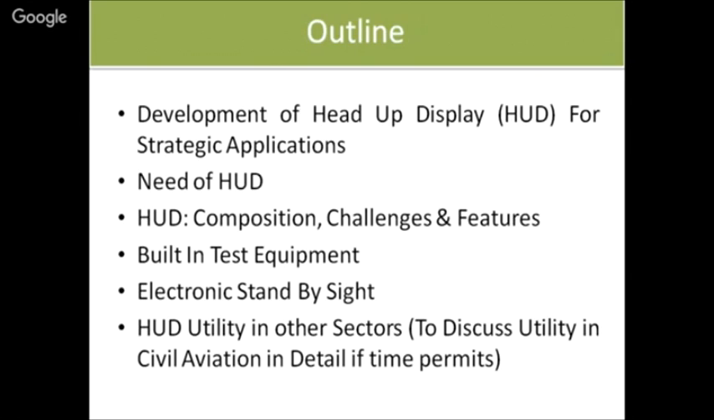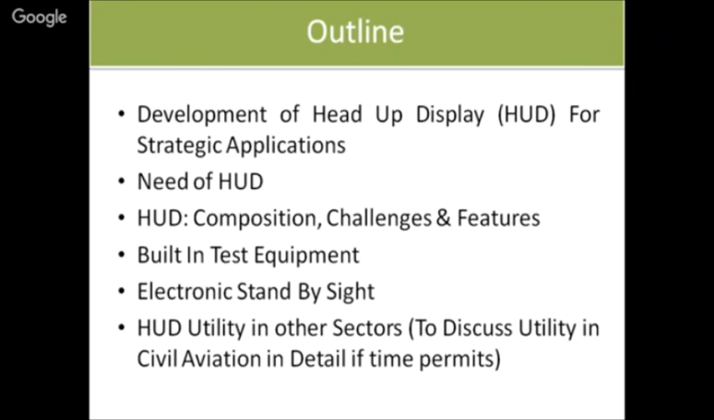So today I will talk about development of head-up display for strategic applications. How we go around it, basically what the process is and why it is so lengthy. At times people think that it goes on, so why does it take time. Then, before going on to what HUD is actually about, I will put some light on why HUD is needed altogether in an aircraft. Mostly in fighters, it is a standard equipment till date. Then we will discuss the composition, challenges and features of head-up display, followed by some embedded parts in the head-up display which I personally have worked upon.